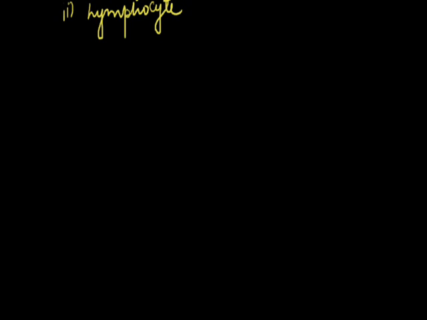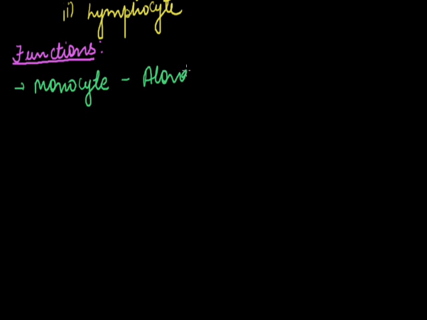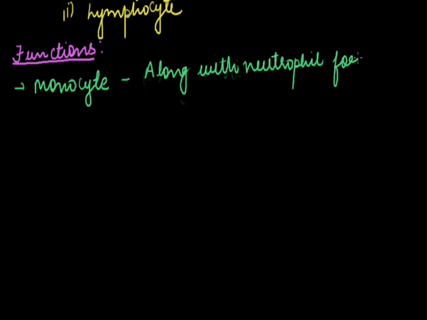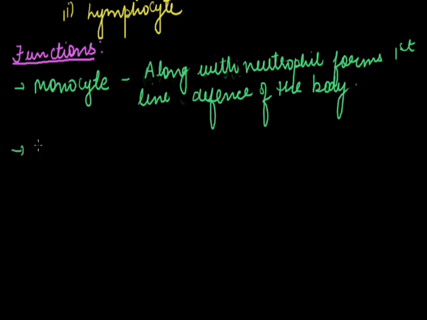Coming on to the functions. Monocyte along with the neutrophils forms the first line defense of the body. And this lymphocyte is responsible for the formation of antibodies.